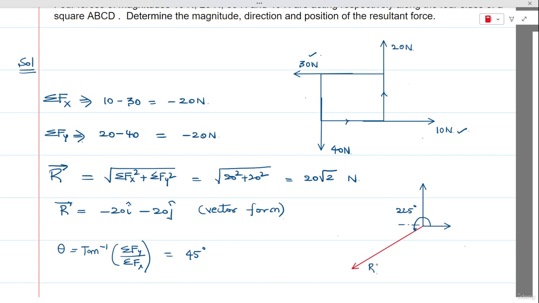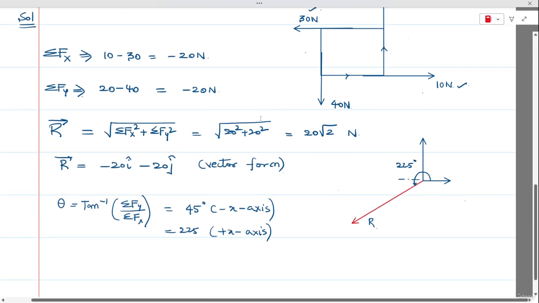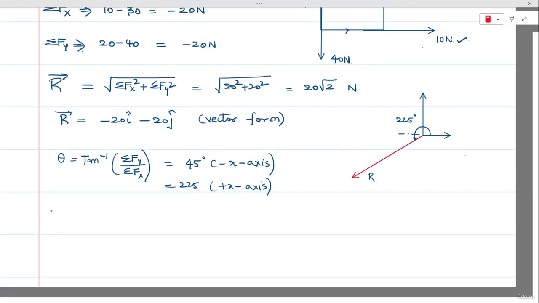Then this is with respect to negative x-axis, this is negative x-axis, and with respect to positive x-axis is plus 225 degrees. So always remember that whenever they are asking the angle, about which axis we need to specify, that should be taken care of. Okay, and we can also include the angle even in the resultant.